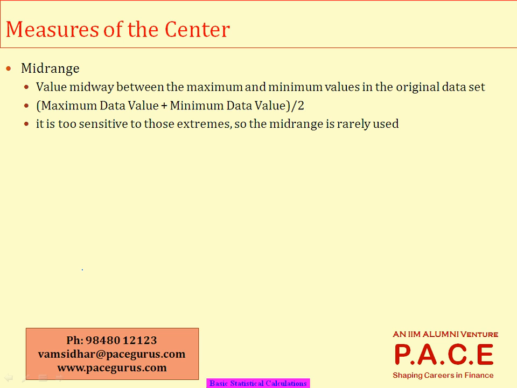If the maximum is an outlier value, or if the minimum is an outlier value, immediately mid-range is getting affected in the calculation heavily. So though mid-range is a measure of central tendency, people don't use it for measuring the center, because one, it uses only two data points, and because of that it is extremely sensitive to the extreme values.